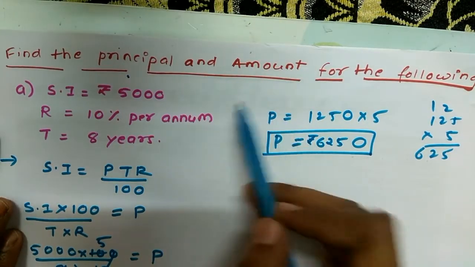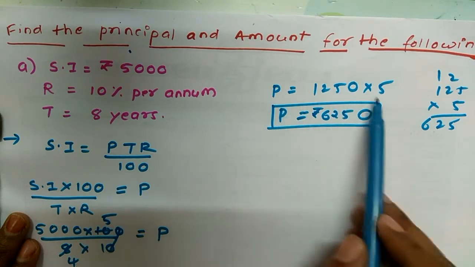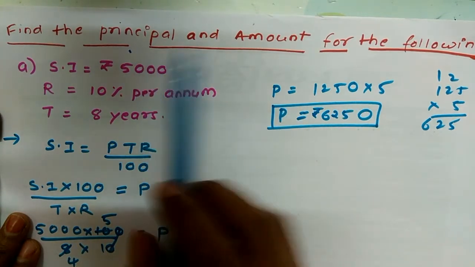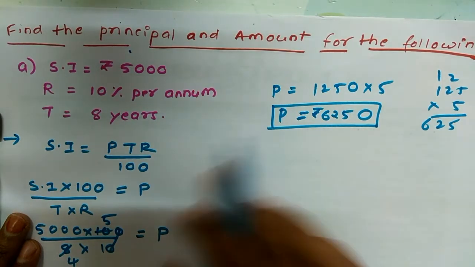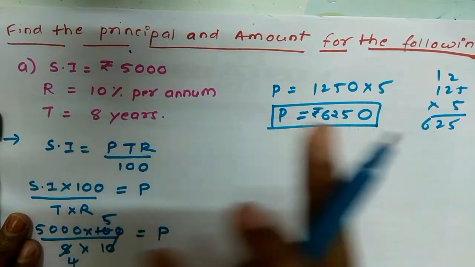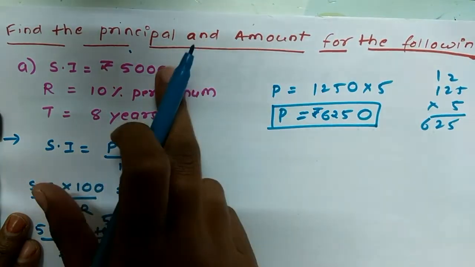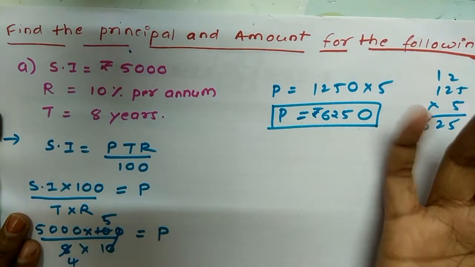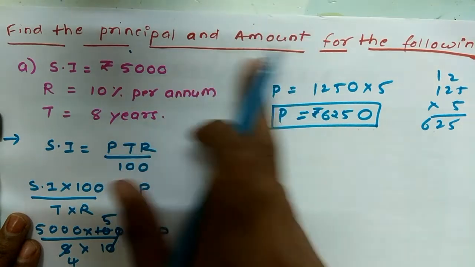Now we have to find the amount for this. So what is the meaning of amount? Suppose you keep money at the bank, or you deposit it somewhere where they are giving interest. Interest is the extra money. So amount is the final money. This money you deposited in the bank, and this 5,000 extra you are getting after keeping this money. So together they will give you the final amount.